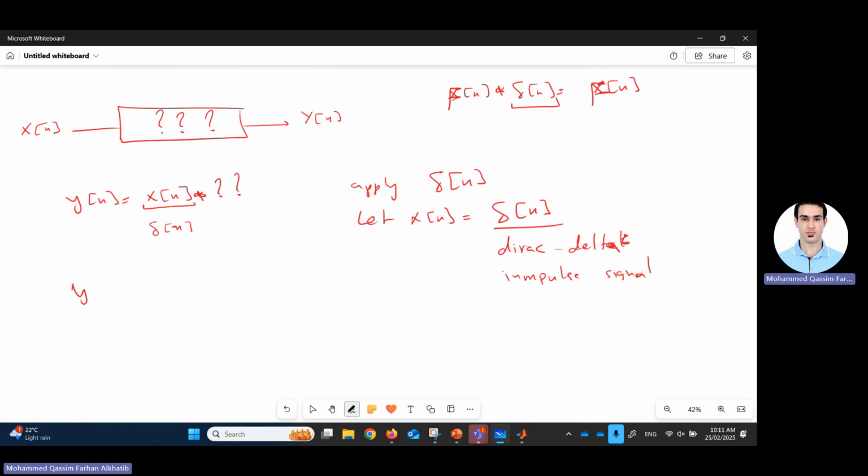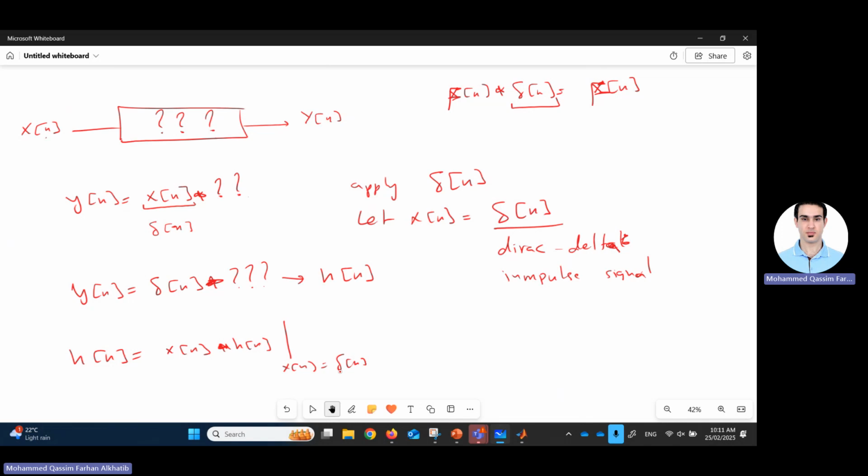So the output here, y of n equals delta of n convolved with this unknown response that I have. Now, however, I will get an output because I have the system with unknown behavior and I applied a certain input, I'm getting the output. In this case, the output will become h of n, or h of n equals x of n convolved with h of n, but at the condition x of n equals delta of n.